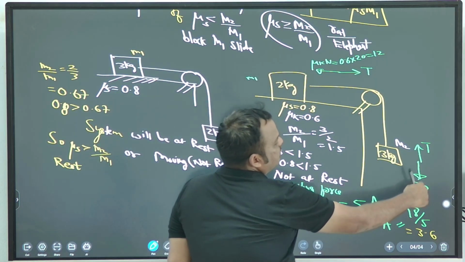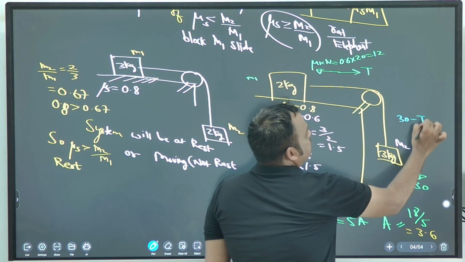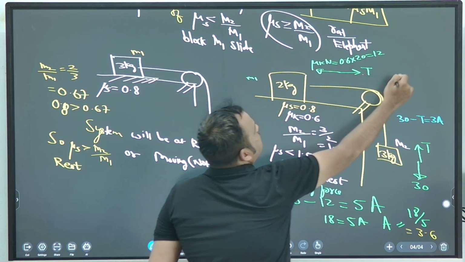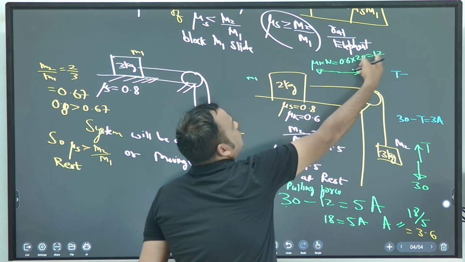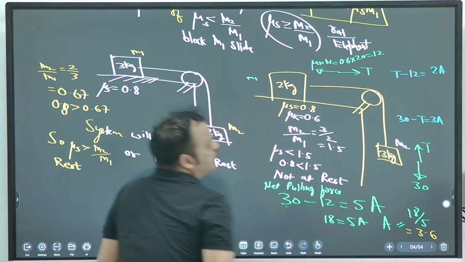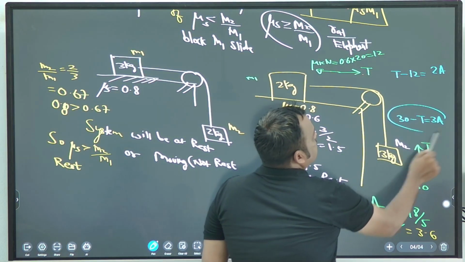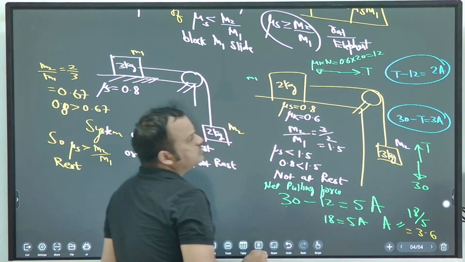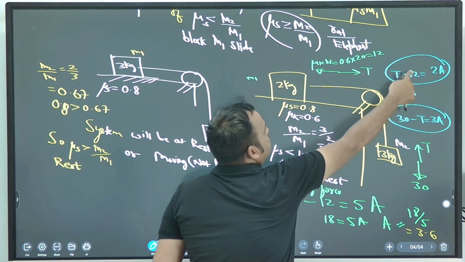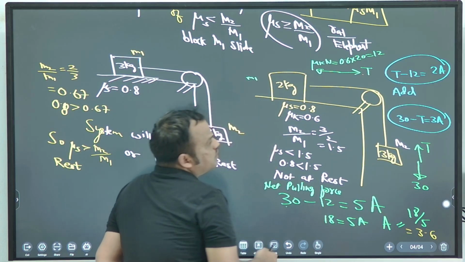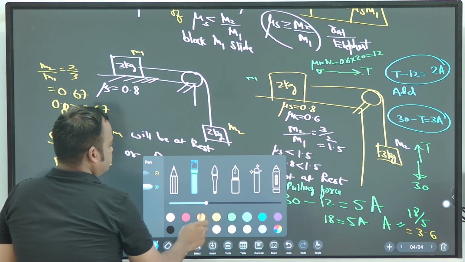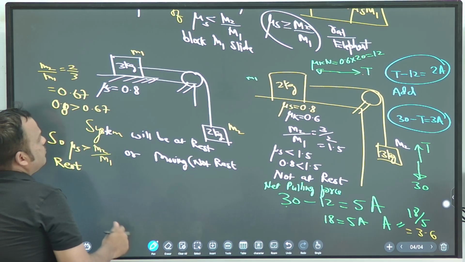Or suppose you want to use Newton's second law properly, you can use that also. What do you write here? 30 minus T is equal to 3a. And what do you write here? T minus 12 is equal to 2a. Then you can solve this. Understood? If you add these, T cancels, 30 minus 12 is equal to 5a, the same. Okay, finish.